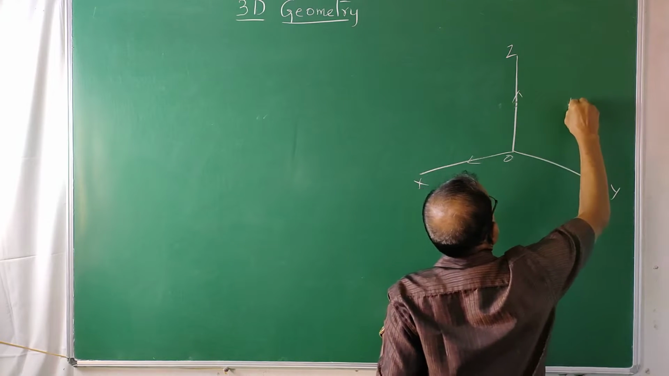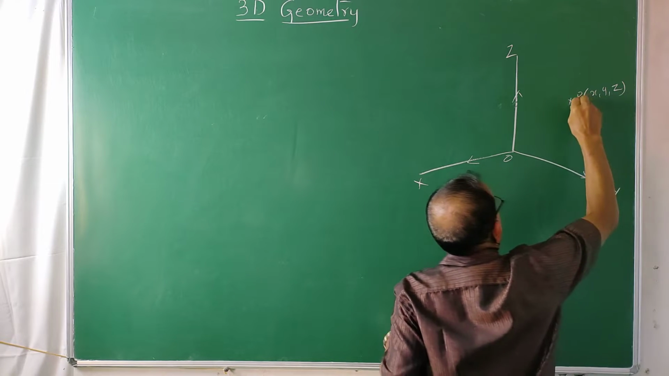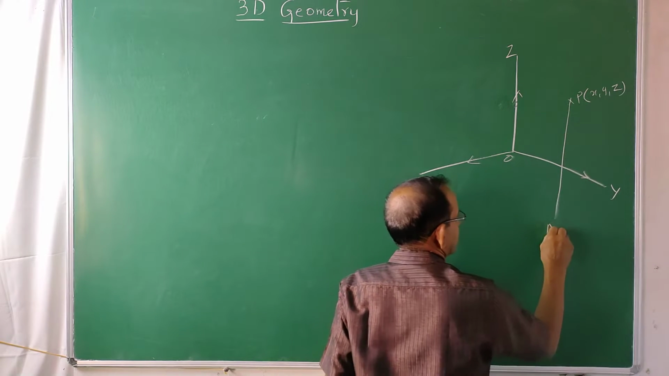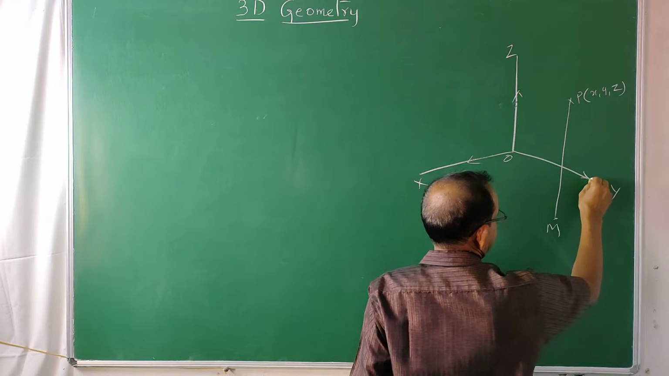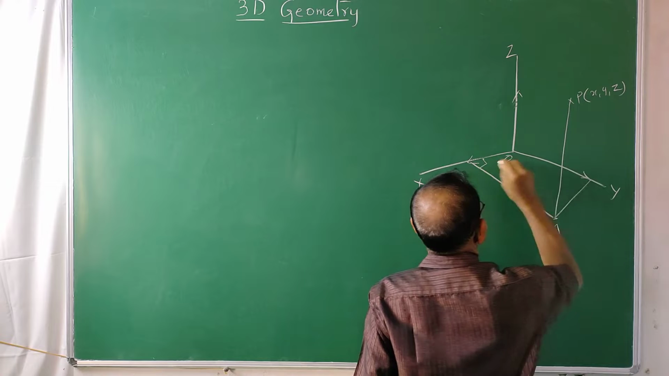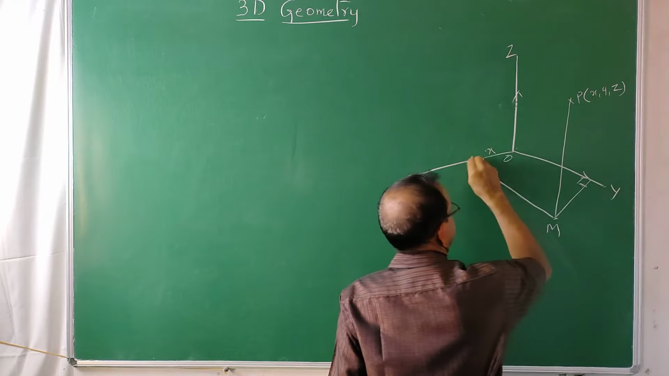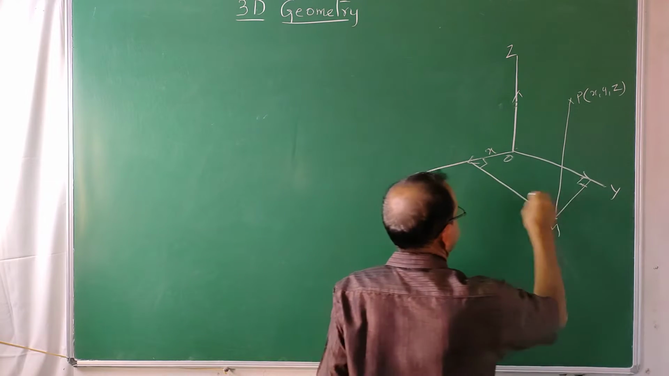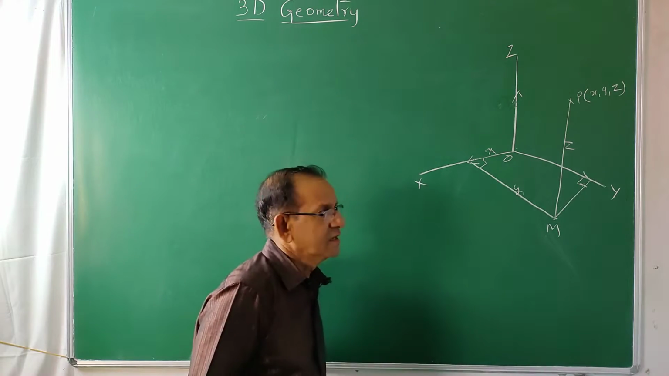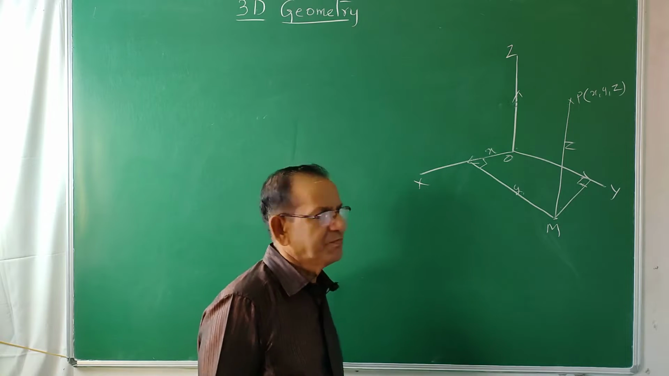Now, if you take any point P in the space, you will get three coordinates for that: x coordinate, y coordinate, z coordinate. Now, draw a perpendicular PM to xy plane. From that, you will draw perpendiculars to x-axis and y-axis. This will be 90 degrees and this also will be 90 degrees. Then, in the x direction, the length is x, and in the y direction, it is y, and in the z direction, the length is z. Then, the coordinates of that point P will be x, y, z.